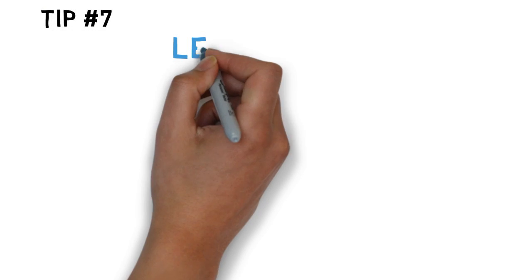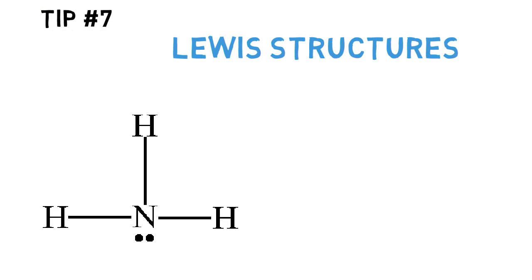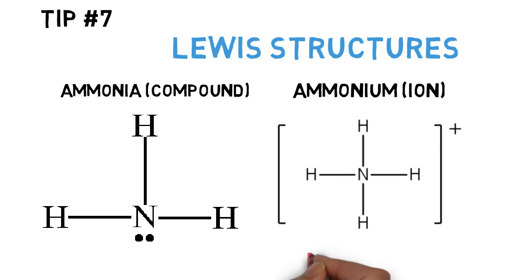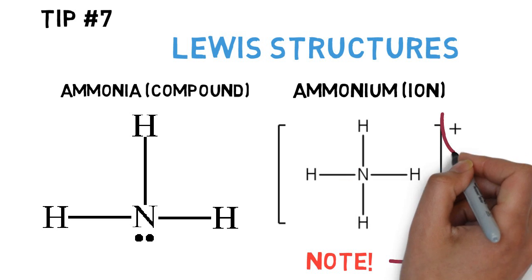Tip number 7. And next we'll look at Lewis structures. Here we have ammonia, whose Lewis structure consists of the bonds shown between the central nitrogen atom and the 3 hydrogen atoms, as well as the 1 lone pair. In ammonium, however, we must also include brackets as shown, as well as the charge, since it is an ion.